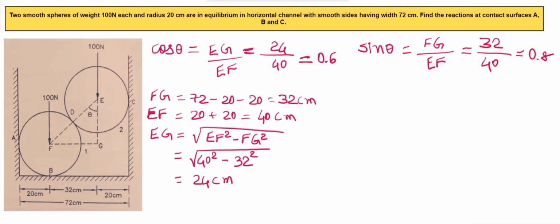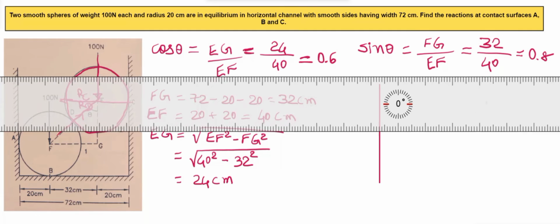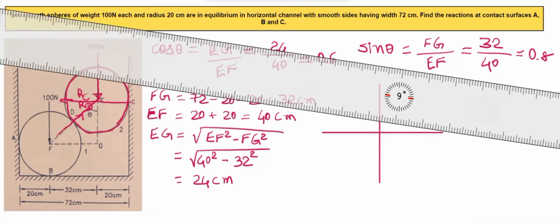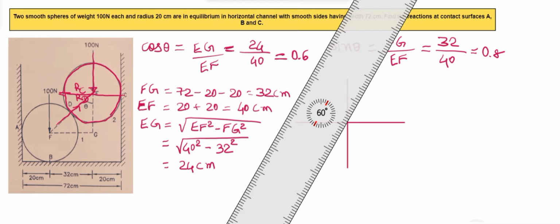Now we'll find the reactions that are acting on the sphere. Weight of 100 Newton is acting at point E. One reaction will act from the sphere, which we'll call Rd. Then from this side, one reaction will be acting, which is from the contact surface C. The reaction acting is Rc. We'll just show this in our free body diagram. Here we'll create Rd at some angle.